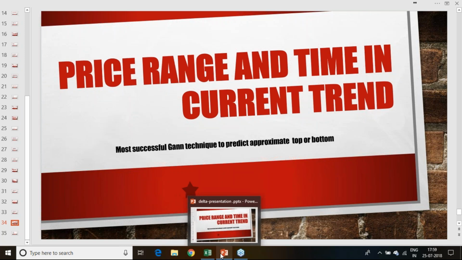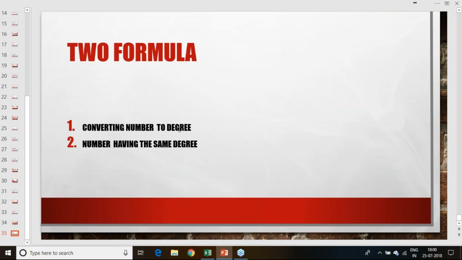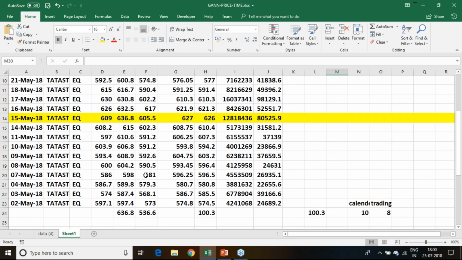For this, you require two Gann formulas. One is converting a number to degree. Second, numbers falling in the same degree line. These two formulas are well written in my book on Gann's method. However, I'll just take you across that.